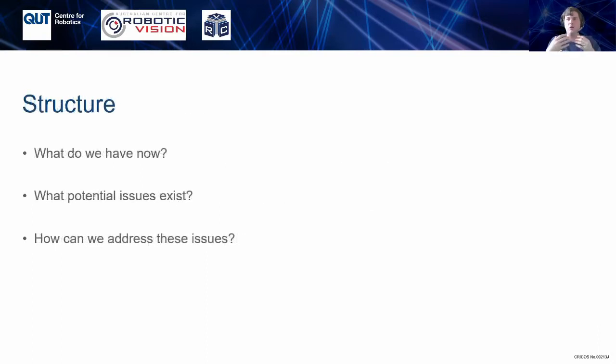So the structure of how I want to go about this is as follows, basically highlighting what it is that we have now, trying to highlight any potential issues that I've come across in my research in creating robotic vision challenges, and try and give my insights as to how we might go about addressing some of these issues.